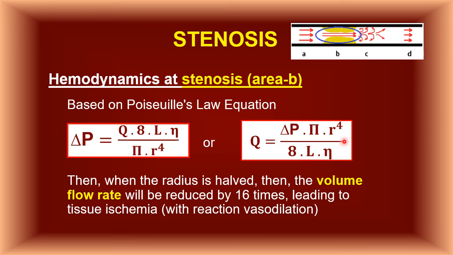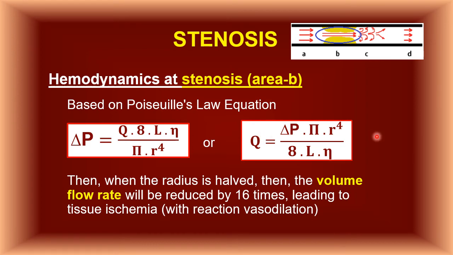Its significance is this: when we have the diameter of the vessel, for example, I'm assuming that r is halved. What will happen to the amount of flow? This will be reduced by how much? 16 times. Why? Because this is half times half times half times half, which is 1 over 16. So the volume flow would be 1 over 16 of its original volume. This is something you need to keep in mind.